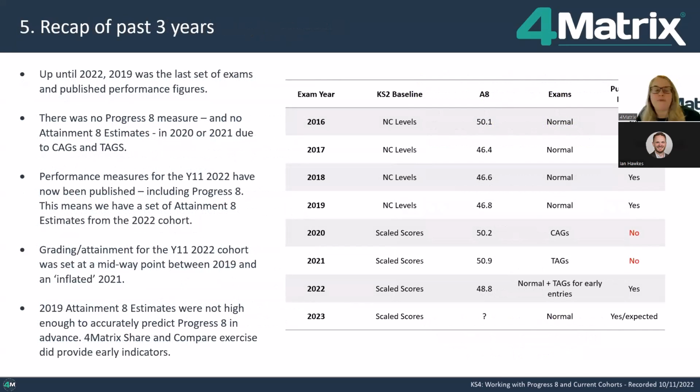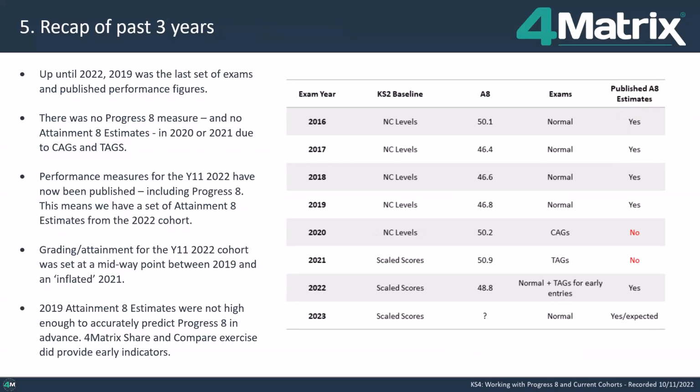Okay, so let's have a recap of the past 3 years. So up until 2022, 2019 was the last set of exams and published performance tables. So there was no Progress 8 measure and no Attainment 8 estimates in 2020 or 2021 due to our CAGs and TAGs years. So performance measures for the year 11 2022 have now been published.